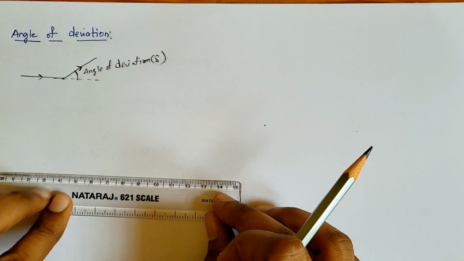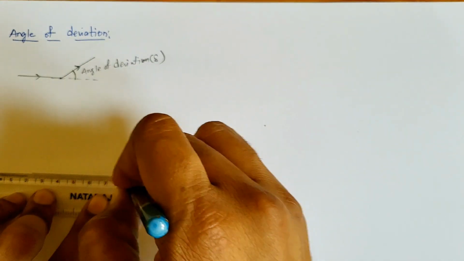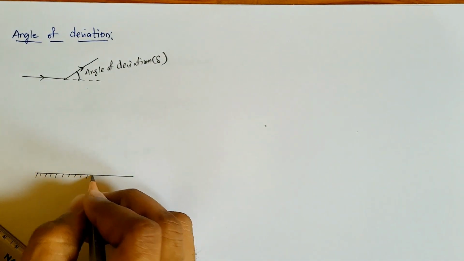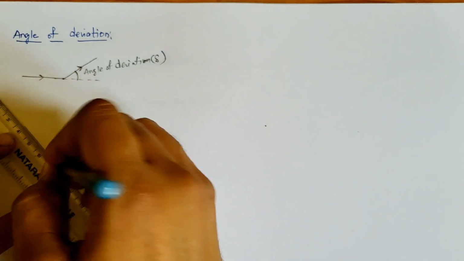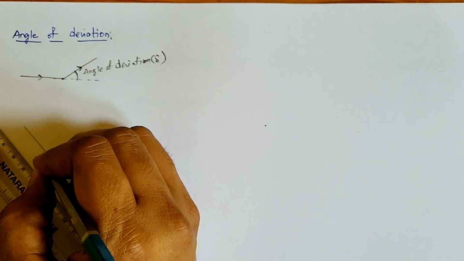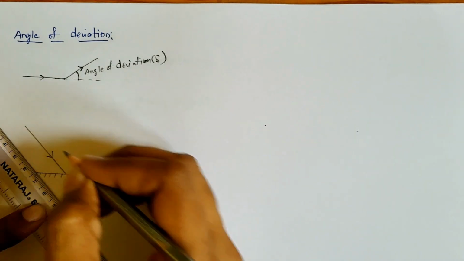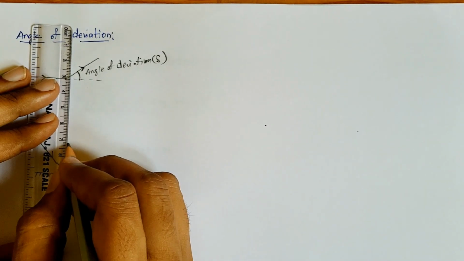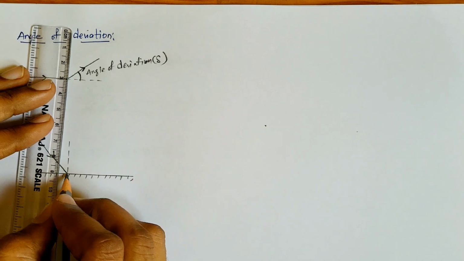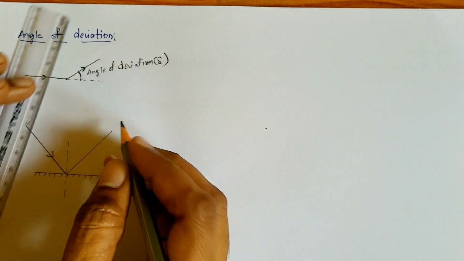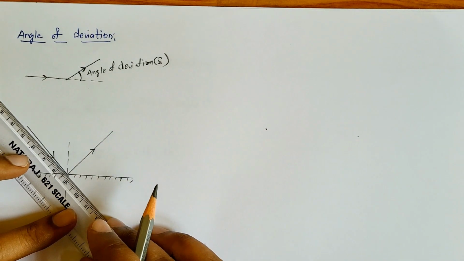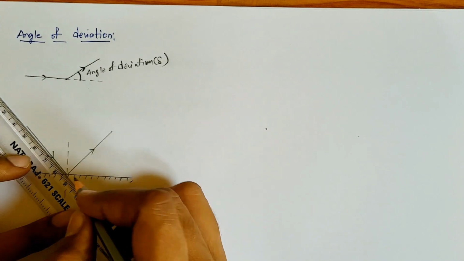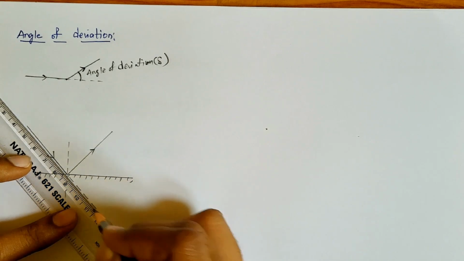See, once I'll explain to you. Let us take a plane mirror first. Suppose imagine that a light ray comes like this. Then this will be the point of incidence, this one will be the normal, and this one will be the reflected ray. Correct? So initially the light ray is going in this direction.